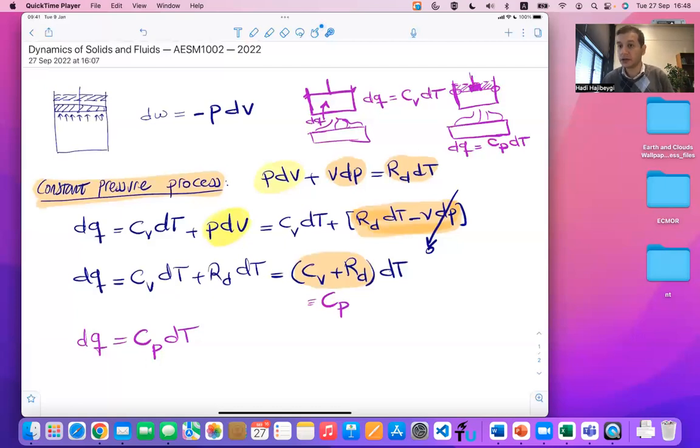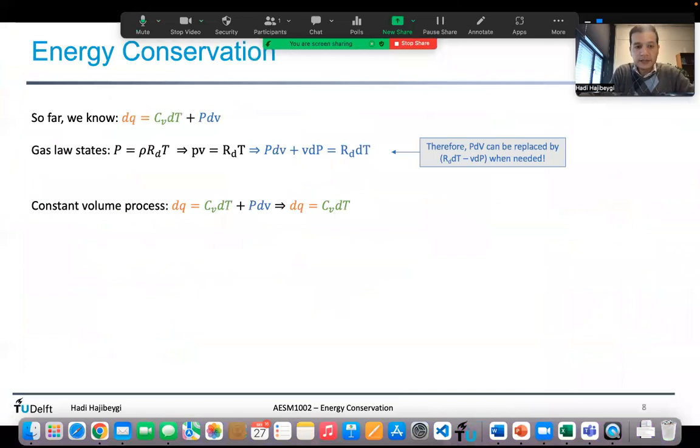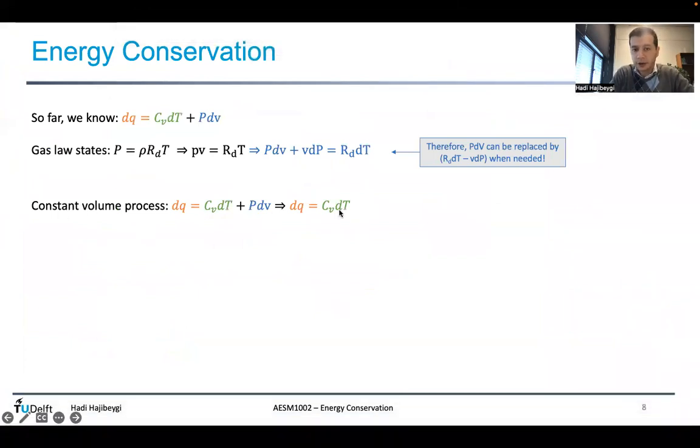Because the term dW in the case of constant volume would be zero. But constant pressure would allow the system, when it's getting heat, to increase its temperature but also expand its volume. And that is why in total dT of the constant pressure process would be smaller than the constant volume process. So if I go back to my slides, you will see that that was the constant volume process.